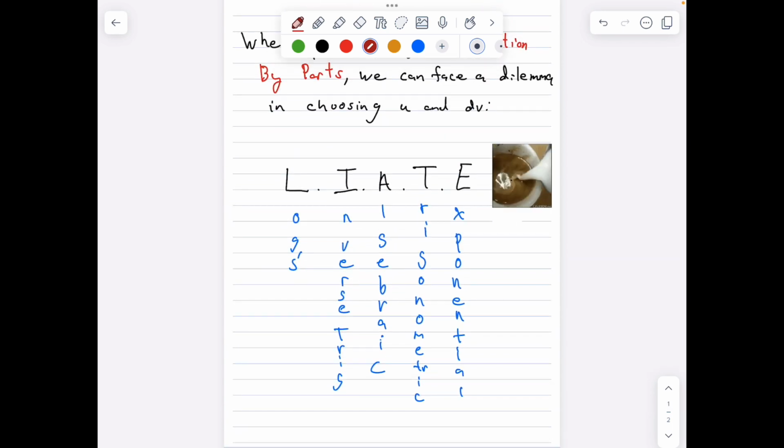Okay, so that's why I wanted to go over LIATE. I always recommend it to people. Just follow that. And for the most part, this will work out in your favor. You'll be able to integrate at the end pretty easily. But if it doesn't, maybe it's just the function that you're integrating is really hard. That could happen. So just take that into account.